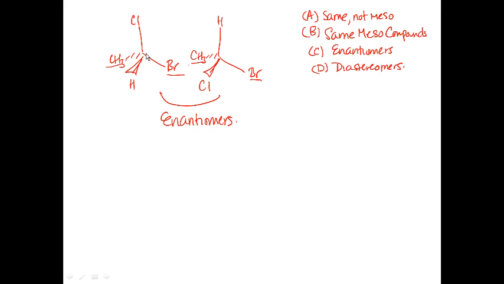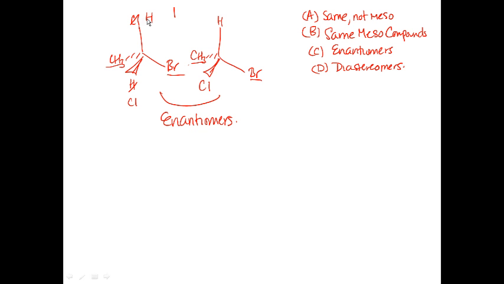So looking at these two molecules, in order to make the left into the right, I would have to switch the H and the Cl. That would be one switch. Therefore, these two molecules have opposite configurations, and that's the basic definition of enantiomers. Enantiomers have each chiral carbon having the opposite configuration.